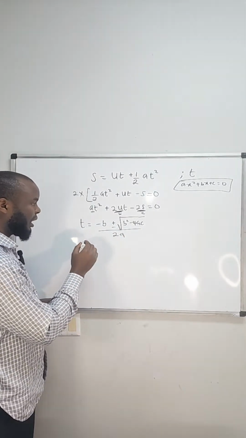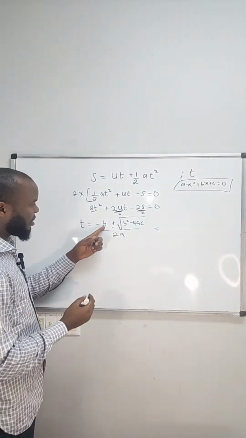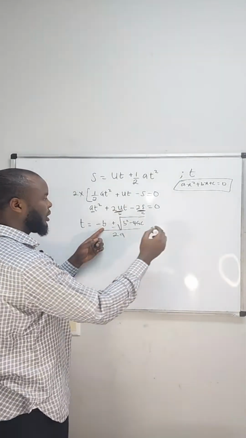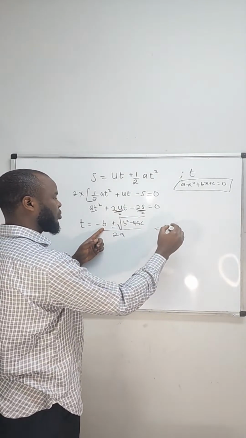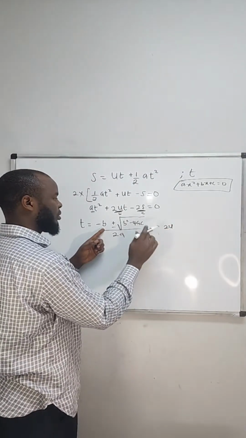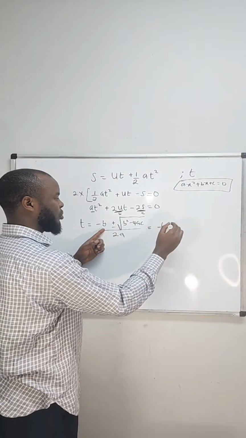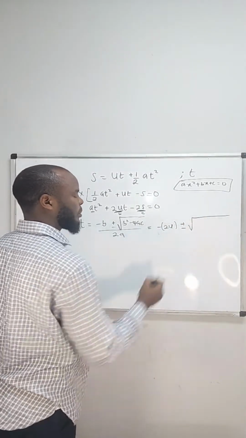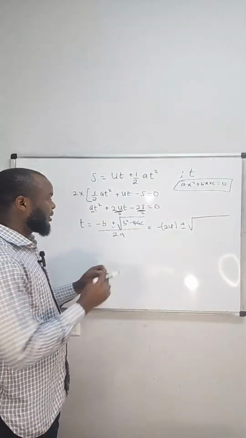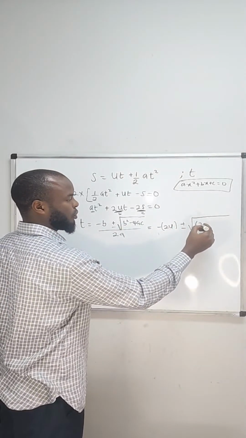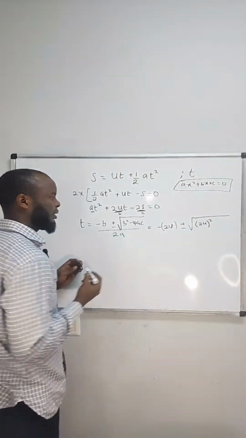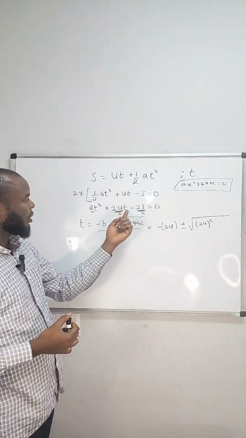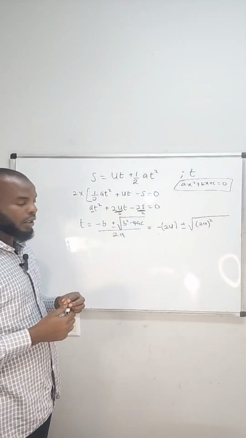So by doing this, we have T equals minus B. Now 2U is going to take the place of B, so here we have minus 2U plus or minus the square root of B squared. So B squared is going to be 2U squared. Don't forget, we are taking this form to do it, so we are only interested in the coefficients.